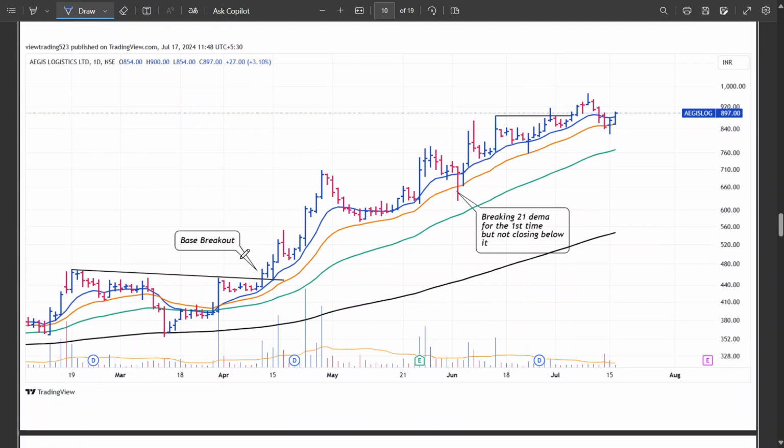Another example, AGS Logistics. So this was a base breakout that it gave here. And you see, if you were following the stop with the 10-day moving average, this was your exit point. In case you're following the stop with the 21-day moving average, this would have been your exit point, or maybe this also would have been your exit point. Or maybe you are a slightly longer time trader or an investor. Here you can follow the stop with a 50-day moving average. Unless the price breaks the 50-day moving average, I can simply follow it, right? So again, that totally will depend upon your goals, right?